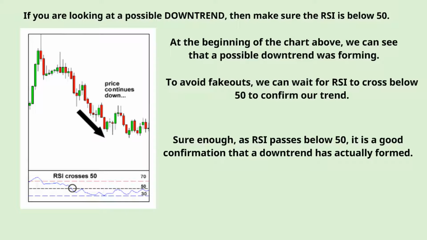At the beginning of the chart above, we can see that a possible downtrend was forming. To avoid fakeouts, we can wait for RSI to cross below 50 to confirm our trend. Sure enough, as RSI passes below 50, it is a good confirmation that a downtrend has actually formed.